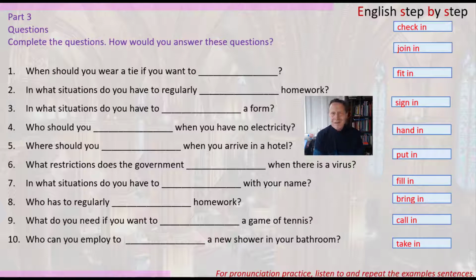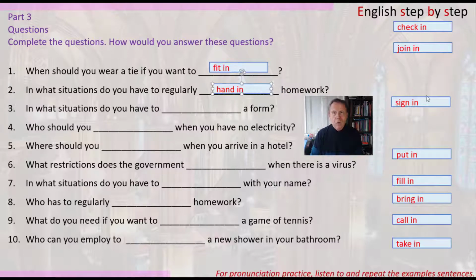So let's fill in these gaps. Number 1. When should you wear a tie if you want to, well, in this case, fit in? In other words, you want to feel comfortable with the other people in the group. Number 2, in what situations do you regularly have to, well, we're talking about homework, so let's use hand in, because you have to hand in homework.